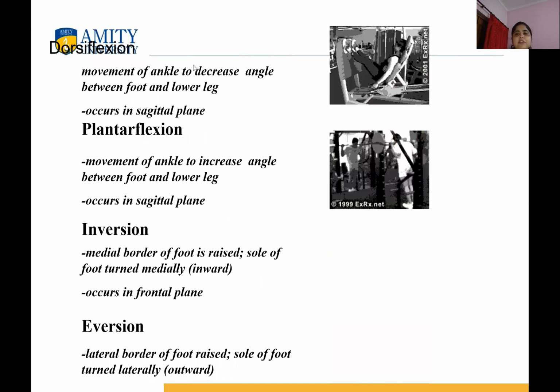What is dorsiflexion? It is movement of the ankle to decrease the angle between the foot and the lower leg. It occurs in the sagittal plane. Plantar flexion is movement of the ankle to increase the angle between the foot and lower leg. It occurs in the sagittal plane.